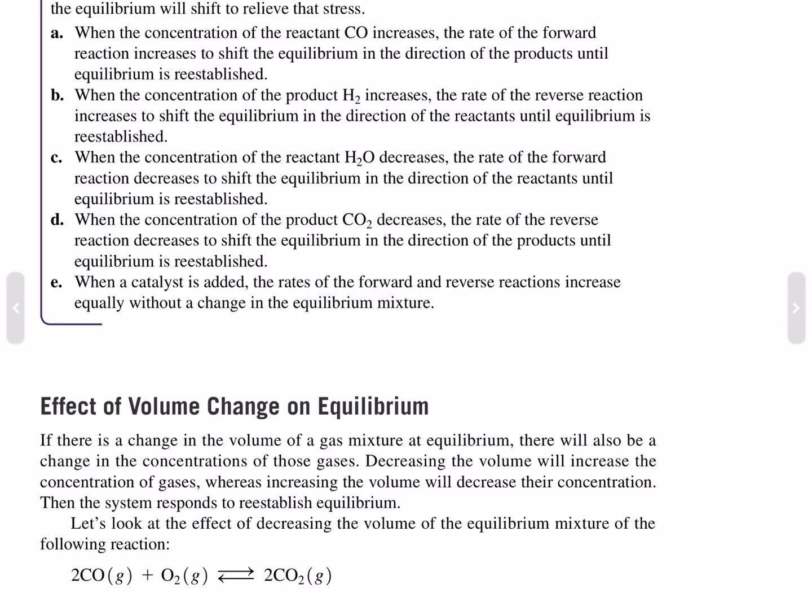Effect of volume change on equilibrium. If there's a change in the volume of a gas mixture at equilibrium, there will also be a change in the concentration of those gases. Decreasing the volume will increase the concentration of gases, whereas increasing the volume will decrease their concentration. Then the system responds to reestablish equilibrium. Let's look at the effect of decreasing the volume of the equilibrium mixture of the following reaction. 2 carbon monoxide plus oxygen yields 2 carbon dioxide.